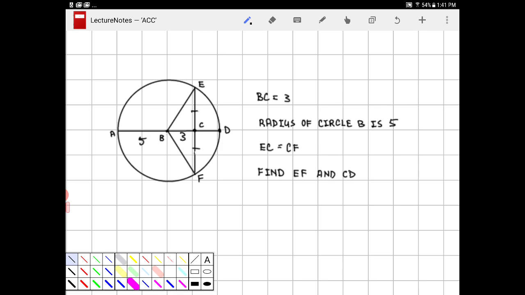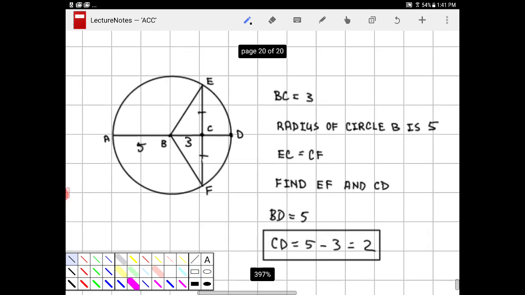Upon inspection, I immediately notice something. What should the length of BD equal? BD should also equal 5. So if BD is equal to 5, according to the segment addition postulate, BC and CD must also add up to 5. So therefore, I can say CD must equal 5 minus 3, or in other words, CD must equal 2. But I still haven't figured out what EF is.